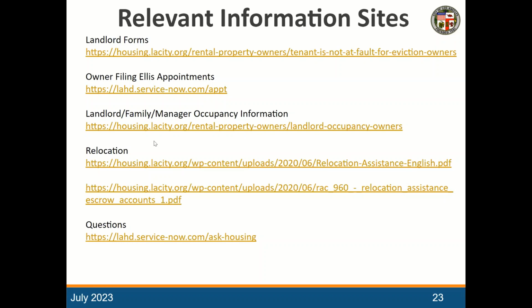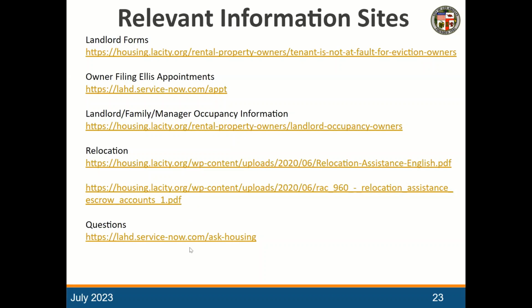There's information about relocation. There's a relocation bulletin that will be very helpful. It gives you all of the relocation amounts, the relocation rules, the definitions of different households. We also have a link to the escrow account instructions and a sample of the instructions that a landlord can use if they decide to deposit the money with an escrow company or with their attorney.